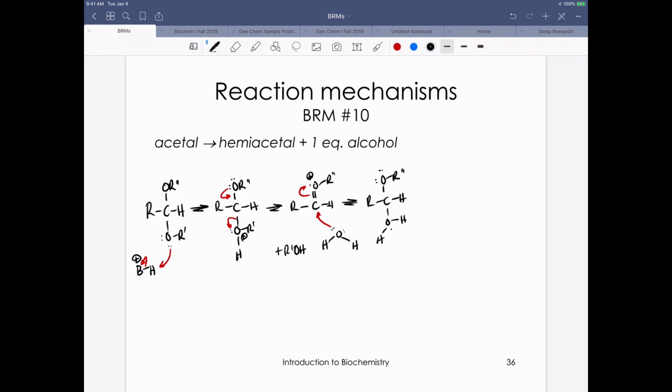Okay, so now we have this positively charged intermediate, which we can use a base to deprotonate and generate our final neutral hemiacetal.